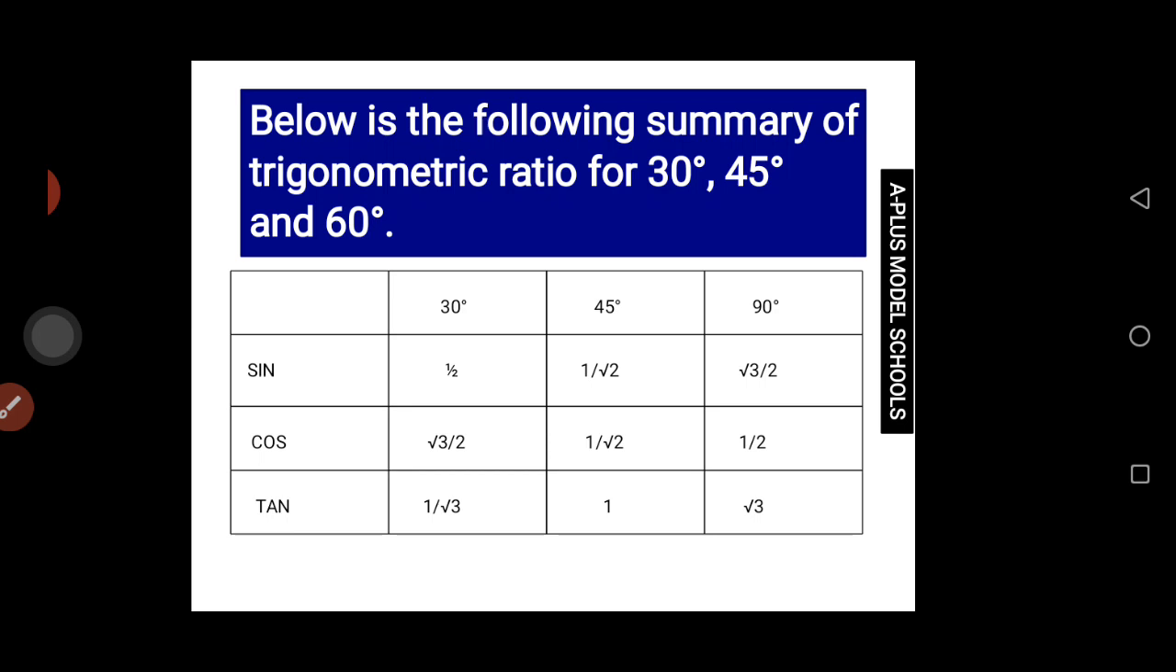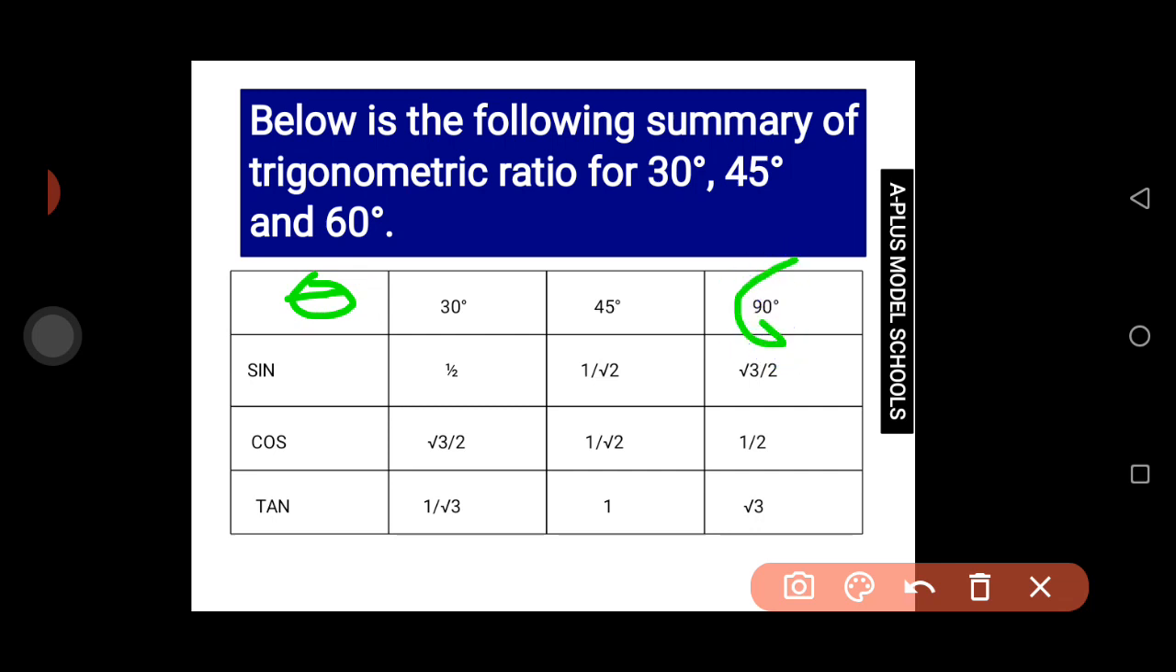So this is a summary of the basic trigonometric ratios, which you have to know by heart. It is something simple that you can learn. Here we have theta, which is the angle you are looking for. So we have 30 degrees, 45 degrees, and sorry, this should be 60 degrees, not 90. That is an error. So sine 30 degrees gives 1 over 2, sine 45 is 1 over root 2, sine 60 degrees is root 3 over 2.